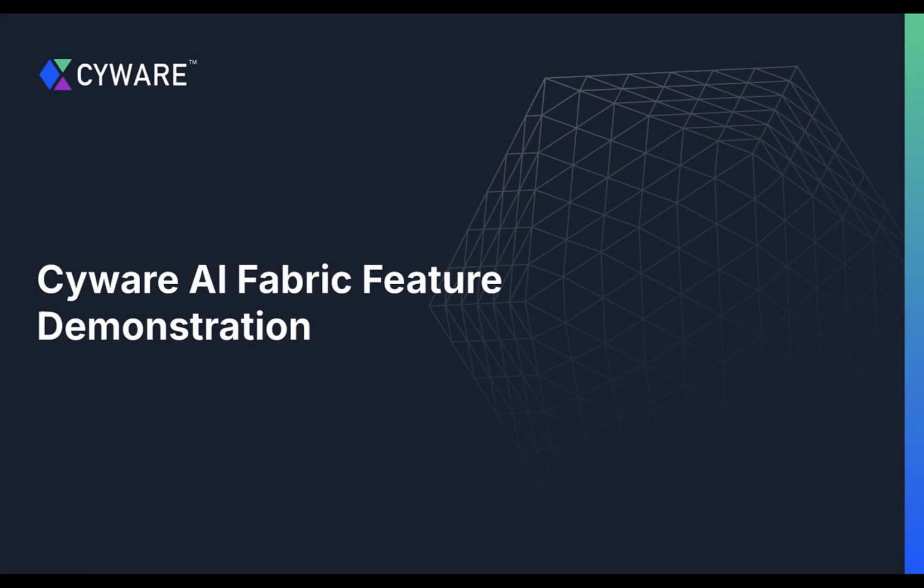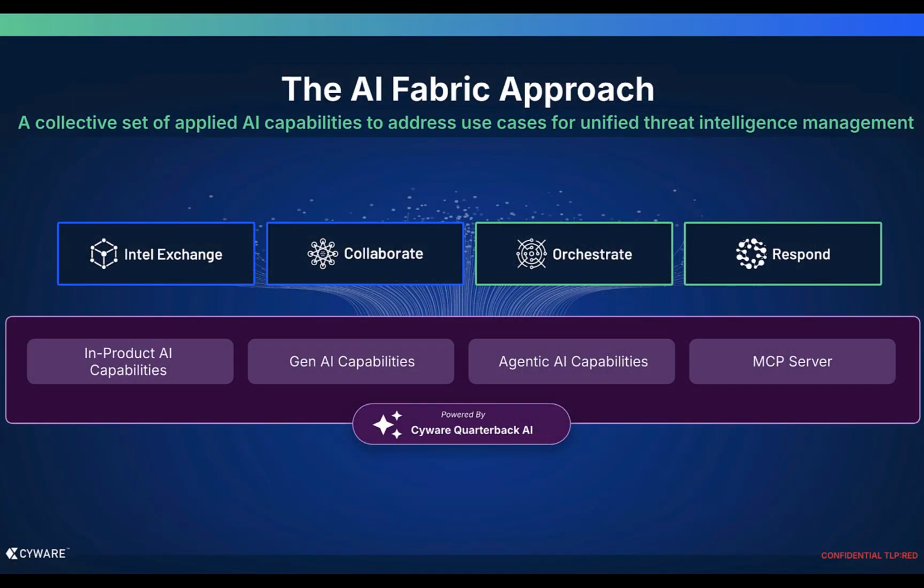We are excited to introduce Cyware's AI Fabric, the future of AI-powered security operations. AI Fabric is a connected layer of threat intelligence management, orchestration, and automation that deeply embeds AI across the Cyware platform suite, fueling automation, insights, and decision-making at every stage of the threat lifecycle.